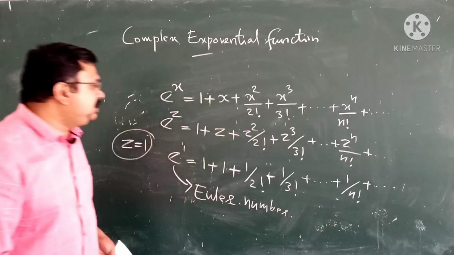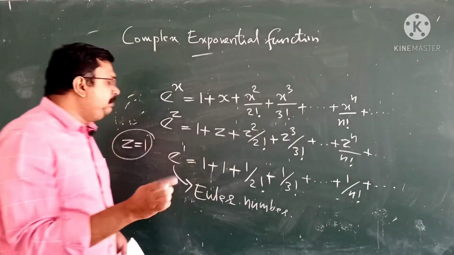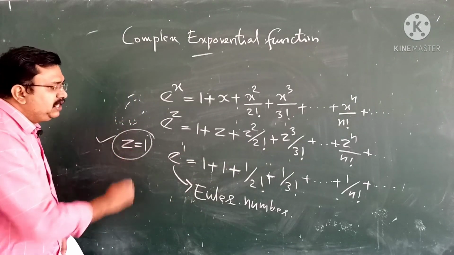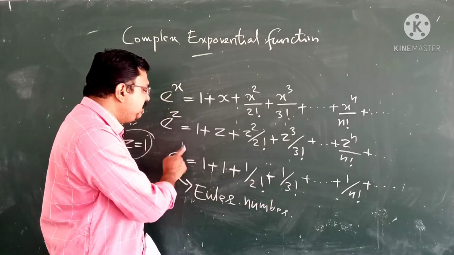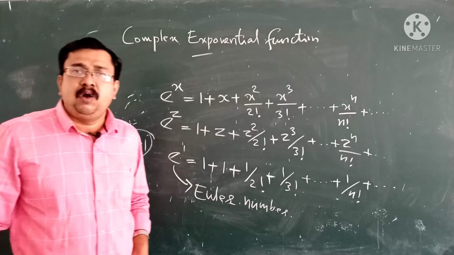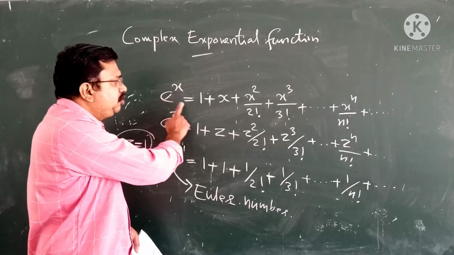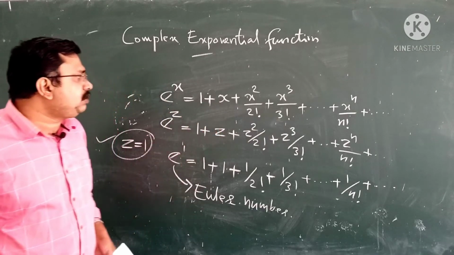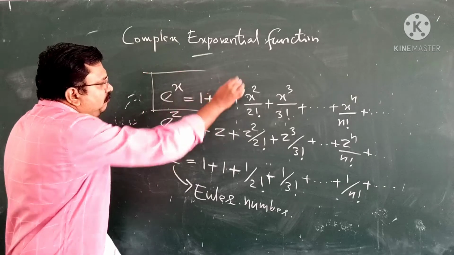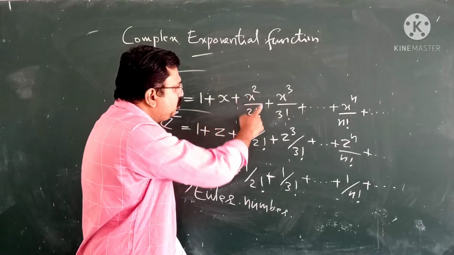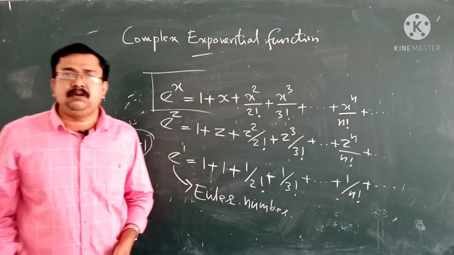The Euler number is obtained from e raised to z by putting z equal to 1, then we get 1 plus etc. This e raised to 1 is called our Euler number. Please write down, this is very important: the exponential function e raised to z is equal to 1 plus z plus z square by 2 factorial plus etc. Please write down in your notebook.